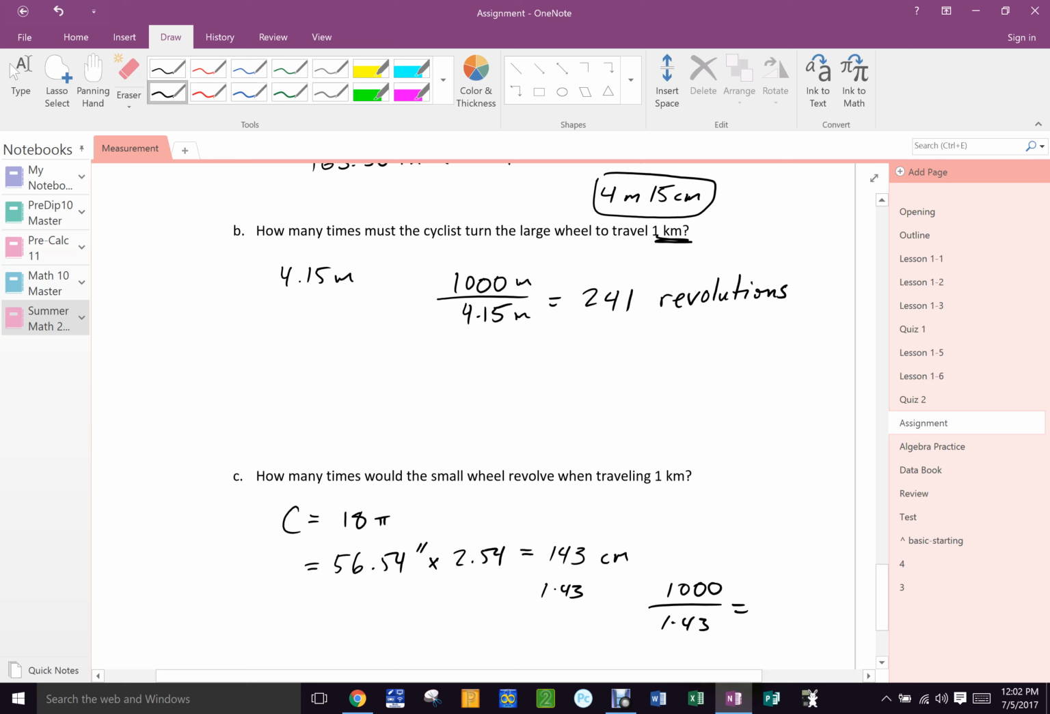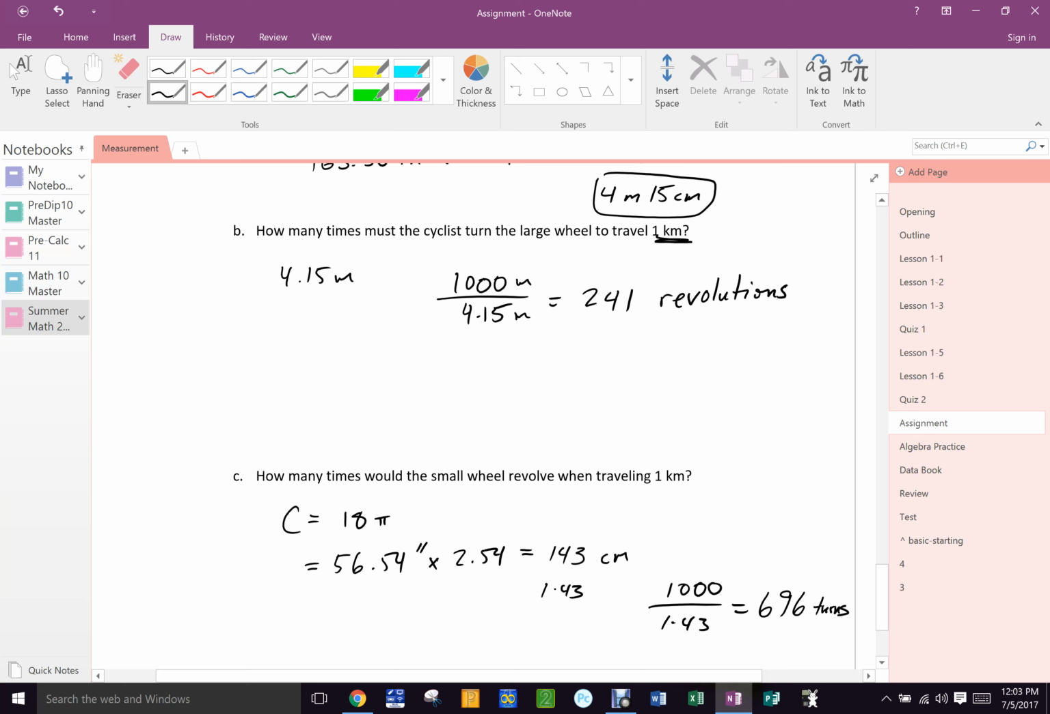Well, you told me it was 143 centimeters. Because that's meters. We got to divide meters by meters, right? And it's around, I think, what was it, 696 or something? 696 turns.